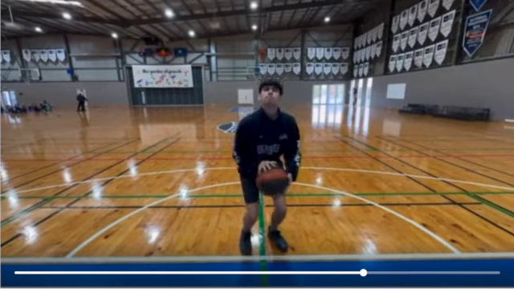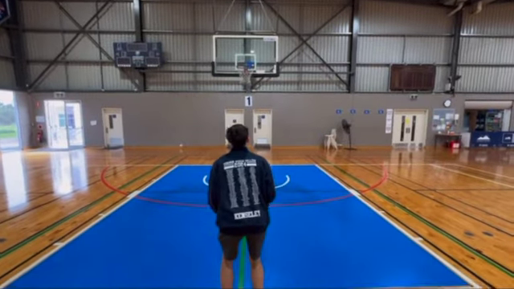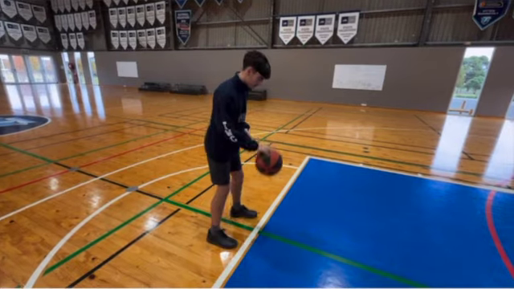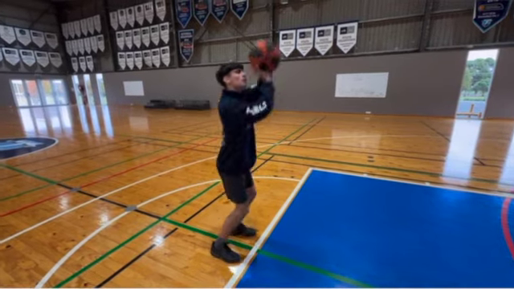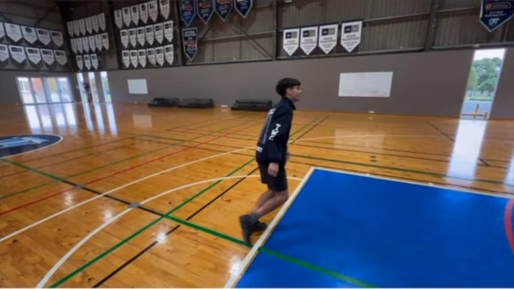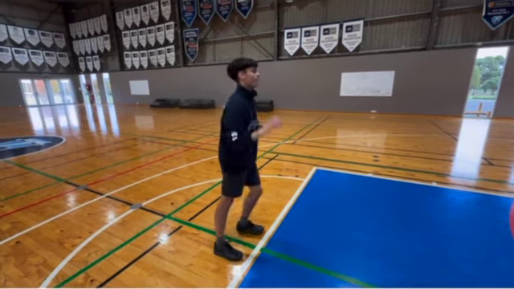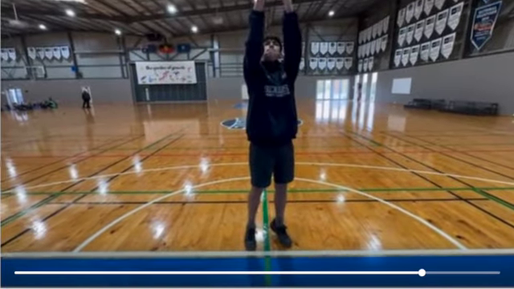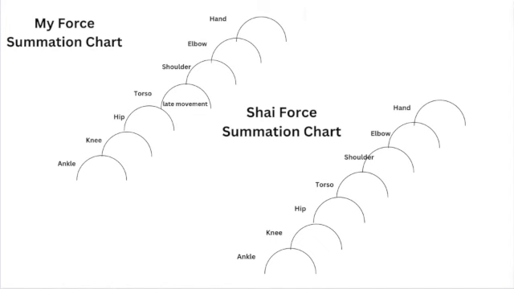On the downward of my shot, I have a short pause before rising again to follow through the shot. This pause makes me lose momentum, meaning I lose a lot of velocity in my shot. This means I must work harder through my torso and arms to make the horizontal distance. This causes a loss in accuracy. We can see the loss of velocity from my force summation chart as well.